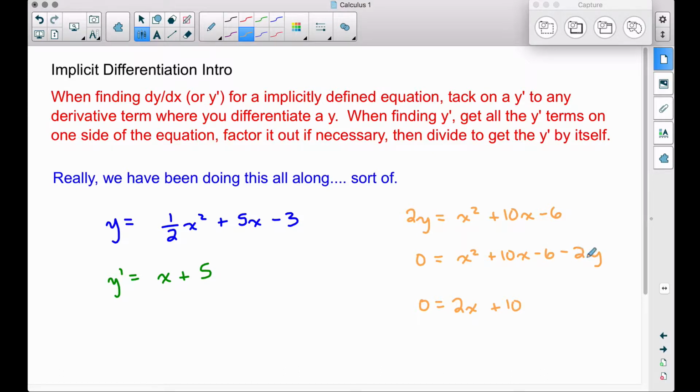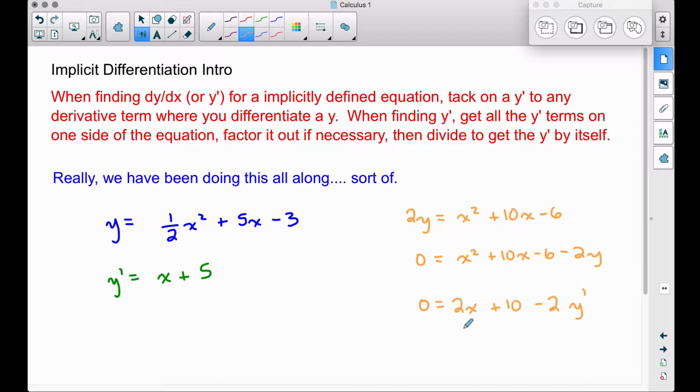And then this piece here, the derivative of negative 2y. Take this derivative almost like you took the derivative of 10x and we said it was 10. The derivative of negative 2y is negative 2, but look at what it says up here in red. Tack on a y prime to any derivative term where you differentiate a y. We are differentiating a y here, so let's tack on a y prime. That's what I mean by this up here. Tack on a y prime to any derivative term where you differentiate a y.